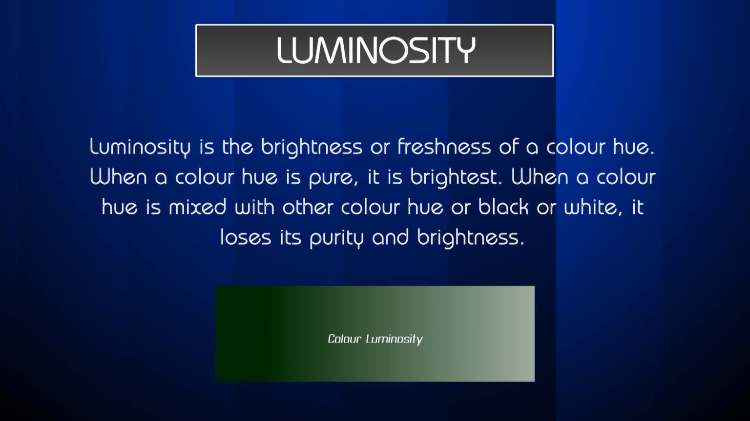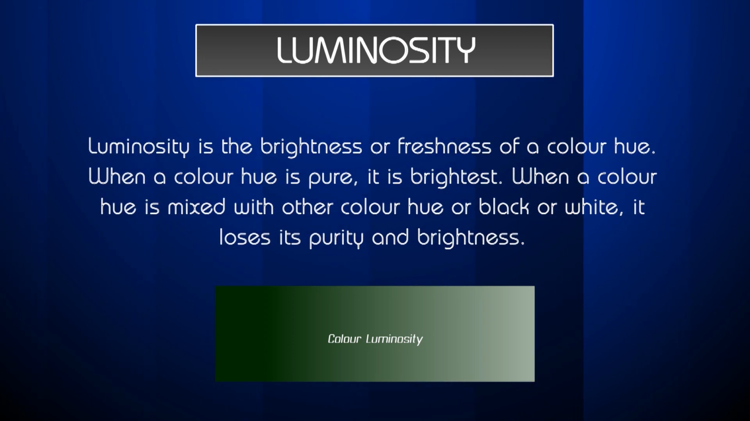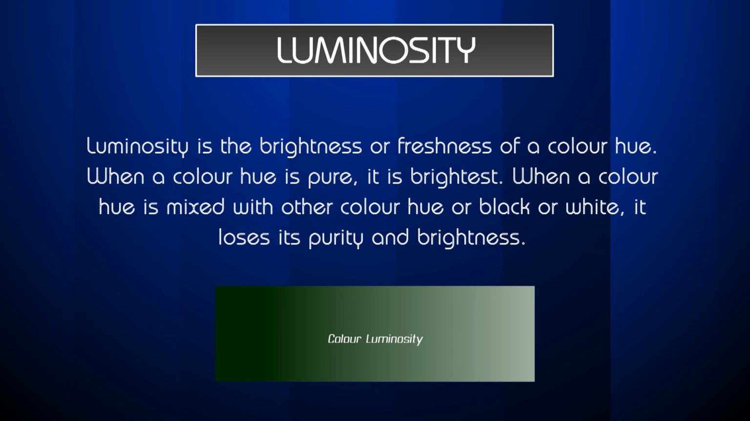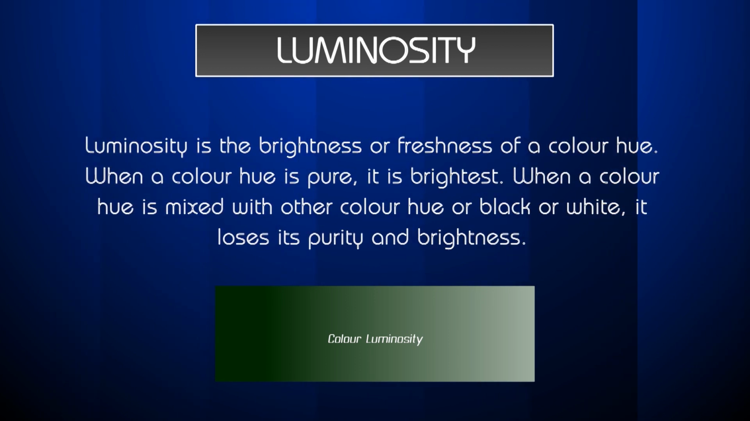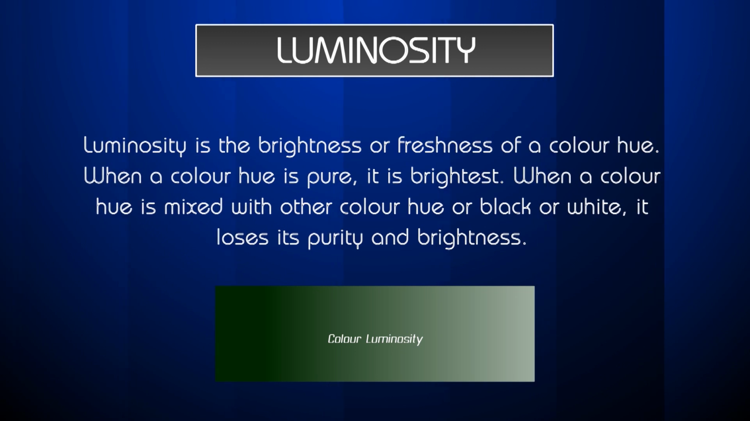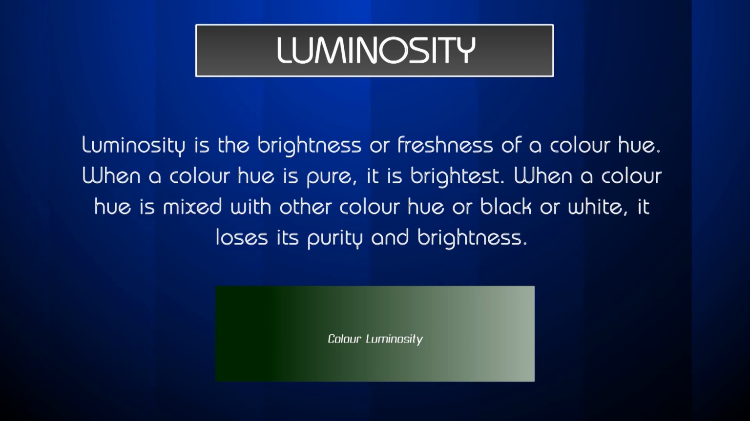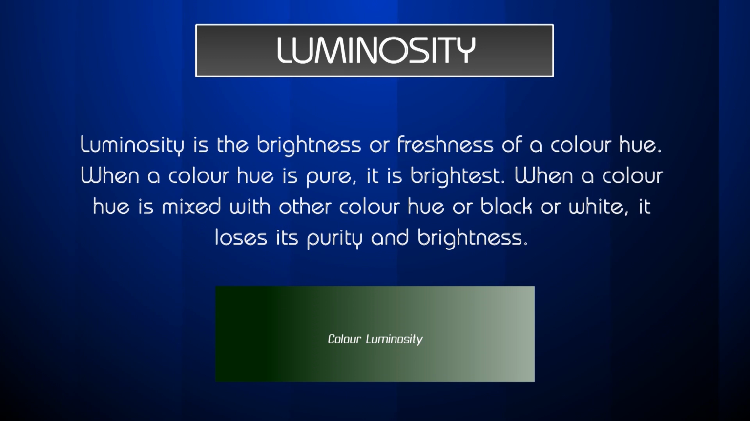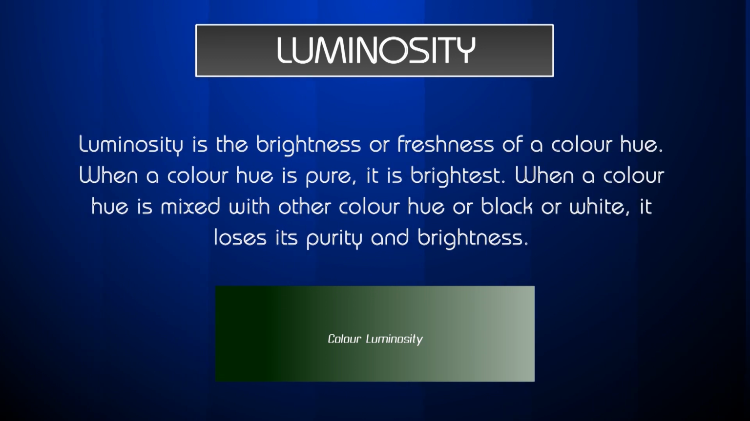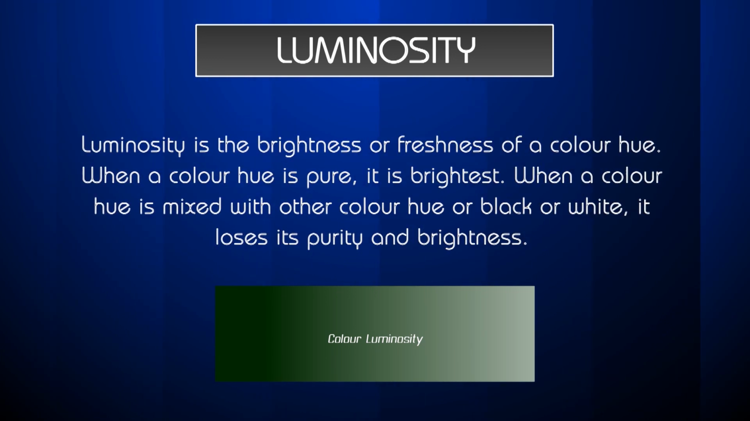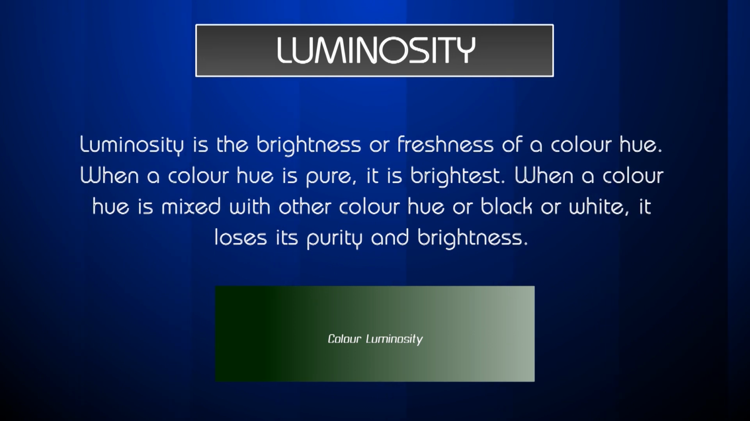If you go on mixing again and again with different color hues, then finally the resultant color will be dull. Green color with maximum luminosity on the left side of the rectangle decreases in luminosity as it is mixed with blue color towards the right side of the rectangle, as shown in the image.